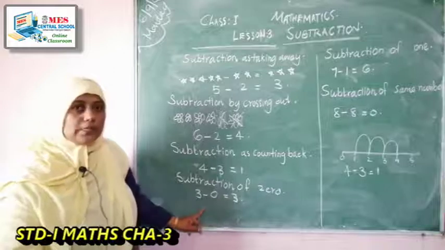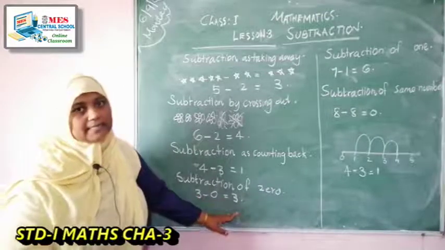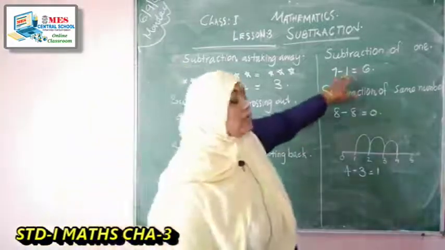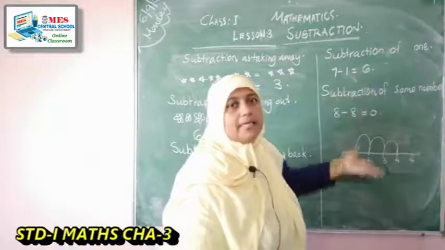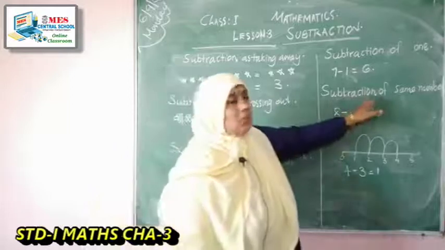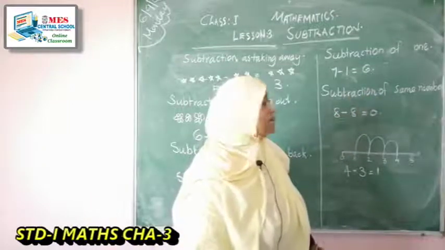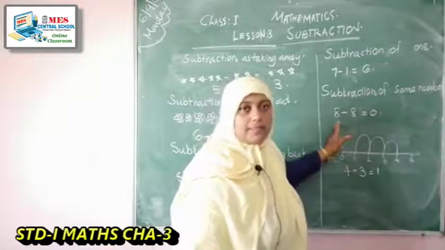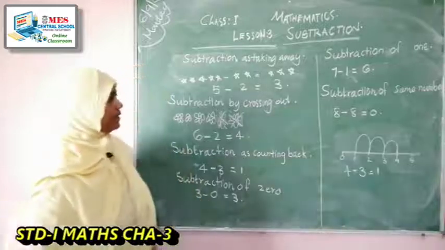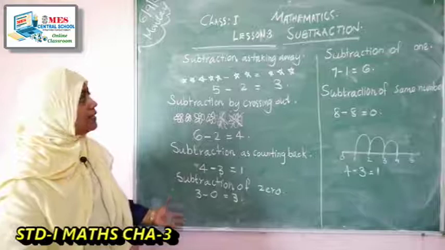Then subtraction of 0. What is subtraction of 0? 3 minus 0 is equal to 3. That is, the same number will be the answer. And when you subtract 1 from any number, the just-before number is the answer. And when you subtract the number itself, the same number from the number, what is the answer? 0 will be the answer. So this is the chapter that is subtraction.